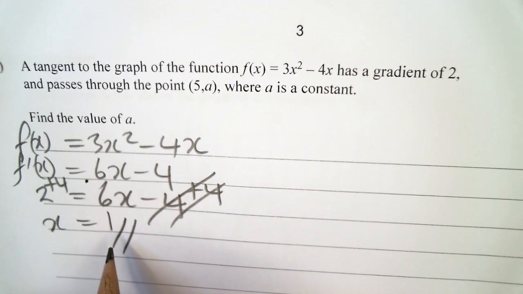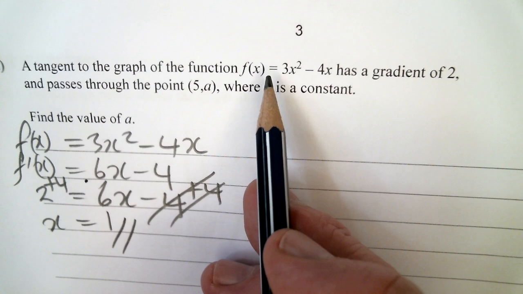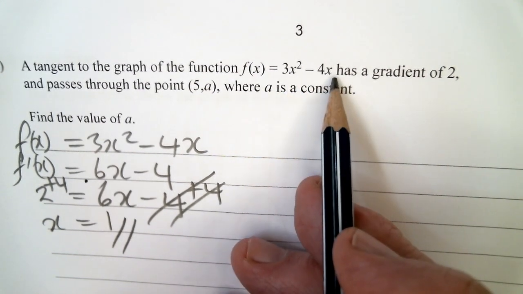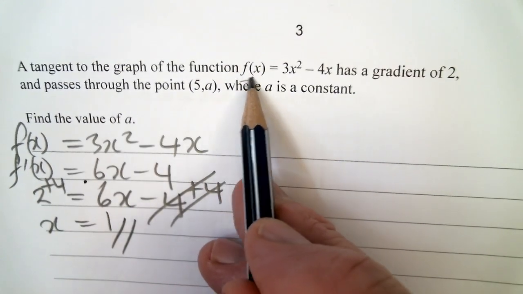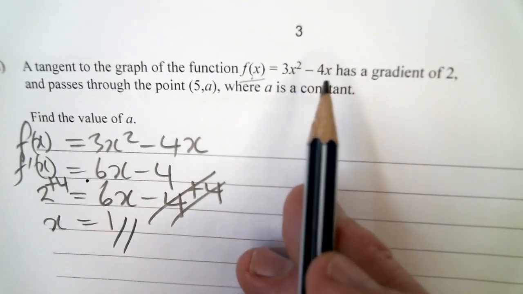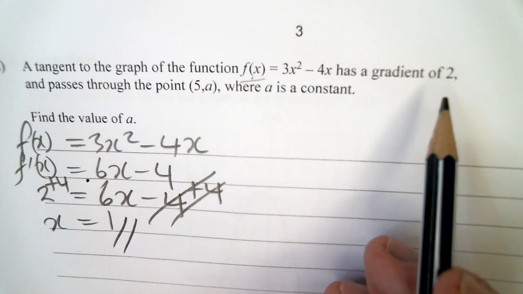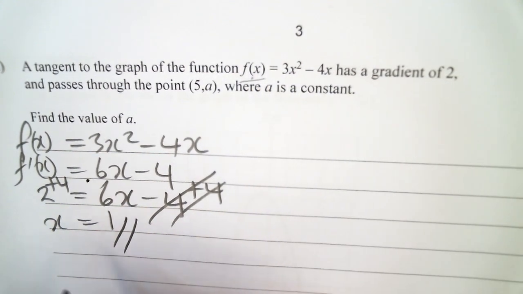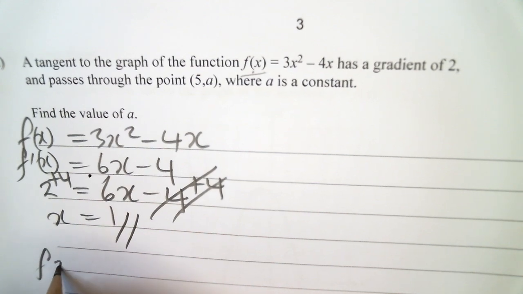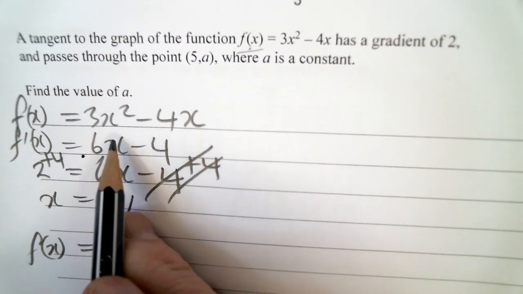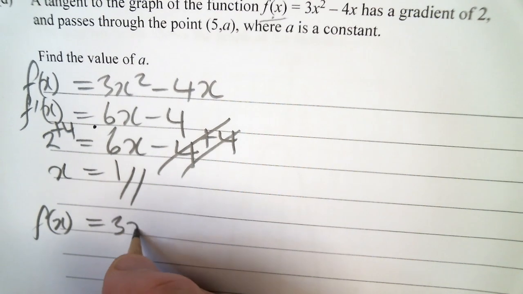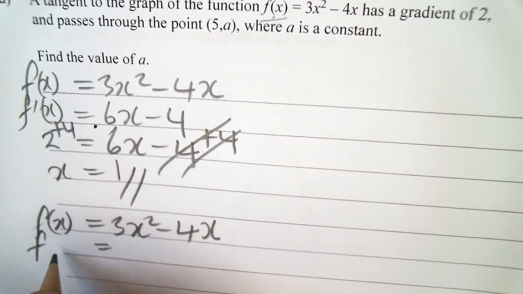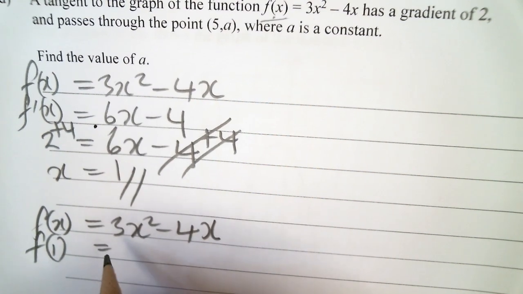Now what we could do is go back to the original equation and find out the value of y, because this is really y, when x is 1. We found out the value of x when the gradient's 2. Now let's find out what the value of y is when the gradient's 2. So y, or f of x, is equal to 3x squared minus 4x. There it is. Let's pop in f of 1. In other words, what's y when x is 1?